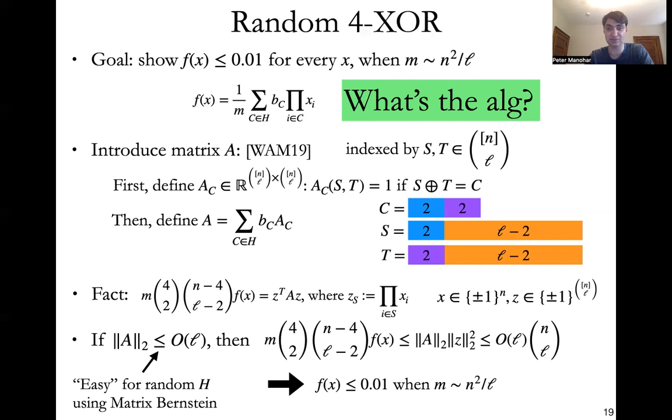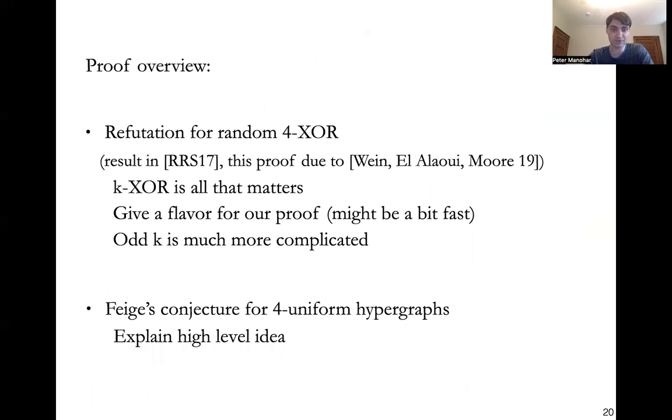And then the proof on this slide is simply saying that if we have a random 4XOR instance with high probability, we'll certify a good upper bound on f of x. So that's really all I wanted to say for 4XOR. Now I'm going to move on to Feige's conjecture.